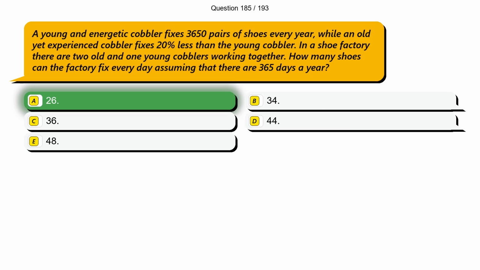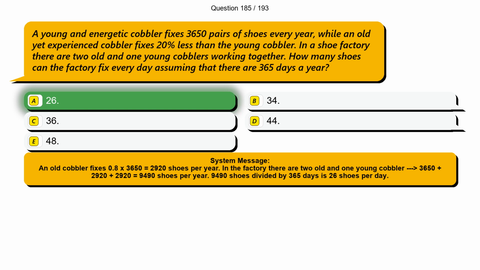The correct answer is option A, 26. An old cobbler fixes 0.8 x 3,650 equals 2,920 shoes per year. In the factory there are 2 old and 1 young cobbler. 3,650 plus 2,920 plus 2,920 equals 9,490 shoes per year. 9,490 shoes divided by 365 days is 26 shoes per day.